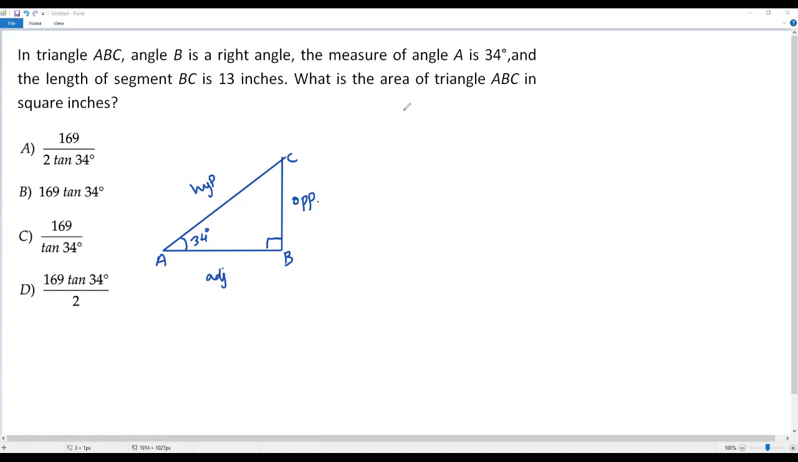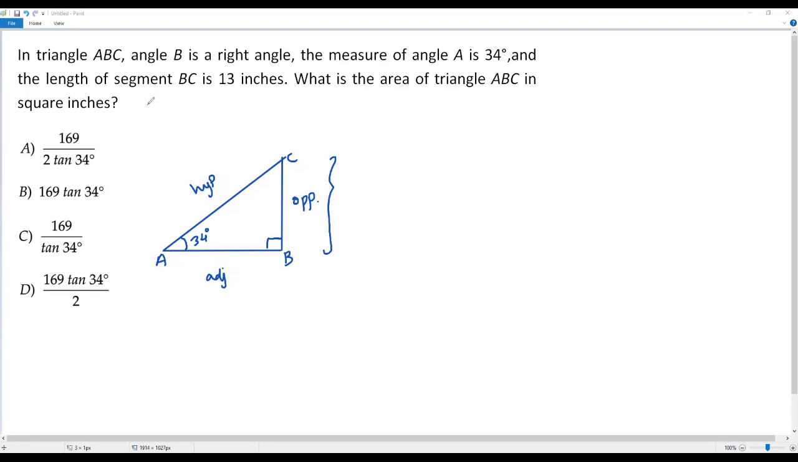Our aim is to get the area of triangle ABC in square inches. In a right triangle, apart from the hypotenuse, let's consider the remaining two legs AB and BC. One of the legs has to be considered as the base of the triangle and the other leg as the height. We can use the formula base times height divided by 2 to get the area. In this triangle, AC is the hypotenuse and we can consider the leg AB as the base and the leg BC as the height.